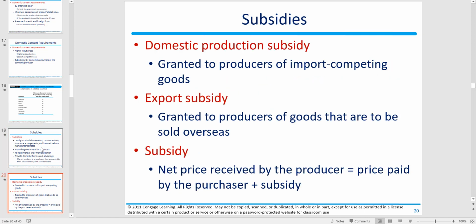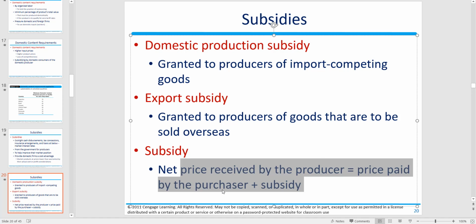And there are different types of subsidies. There could be subsidies just for domestic production. Anything produced domestically of that good gets a subsidy. Or we can subsidize just those units that are exported. At the end, what happens is the price that the producer gets is the price paid by the purchaser plus the subsidy. So the key idea is to give a lower price to the consumer because the extra is going to be paid by the government with taxpayer money.